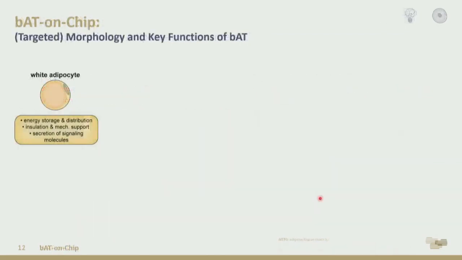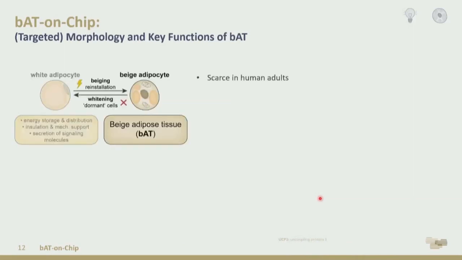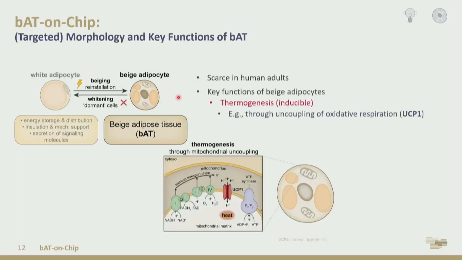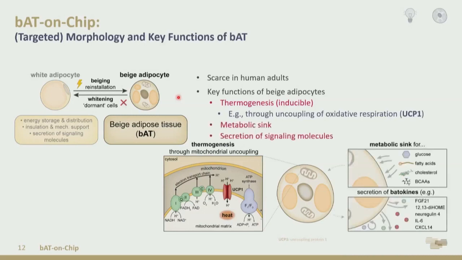However, adipose tissue is much more heterogeneous. There are also beige adipocytes that reside among our adipose tissue. Unlike the white ones, the beige adipocytes store their lipid contents in several smaller lipid vacuoles, and they are very rich in mitochondria. Upon a certain stimulus, beige adipocytes can become thermogenic cells. They act as a metabolic sink, and they also secrete a range of signaling molecules.